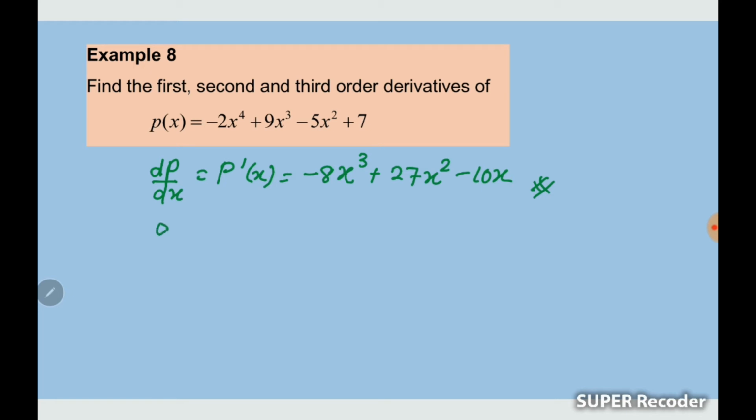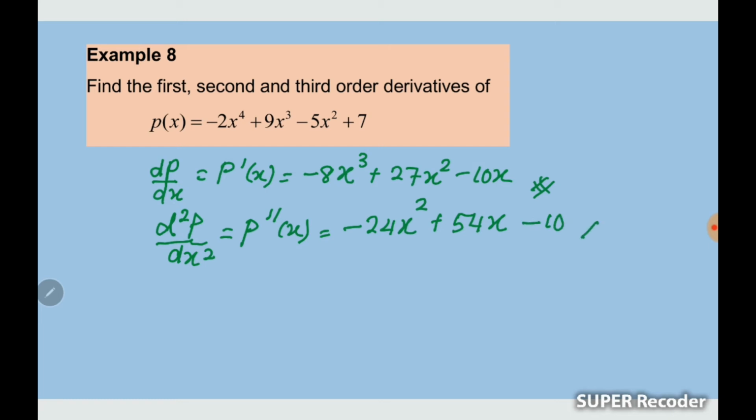What is the second derivative? For the second derivative of p, we will write d squared p dx squared, or you can write p double prime x. The answer is negative 8 times 3, negative 24 x squared, plus 27 times 2, 54 x. Differentiating negative 10x gives negative 10. Okay, this is the second derivative.